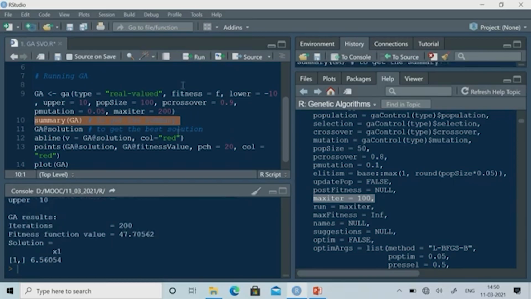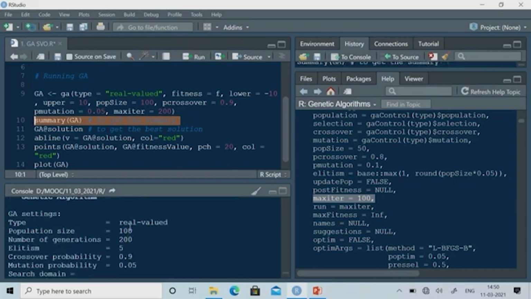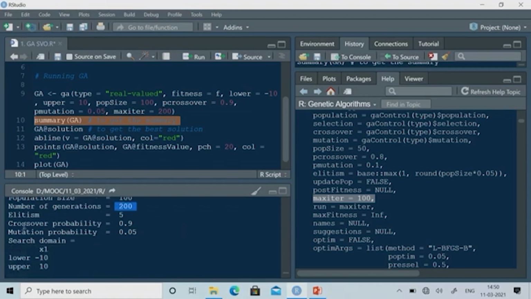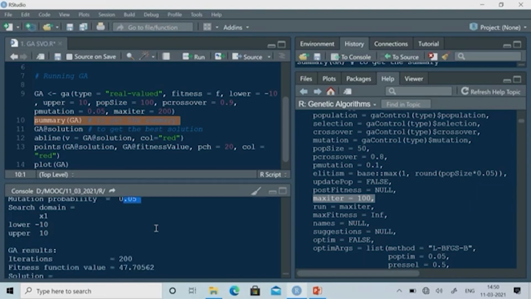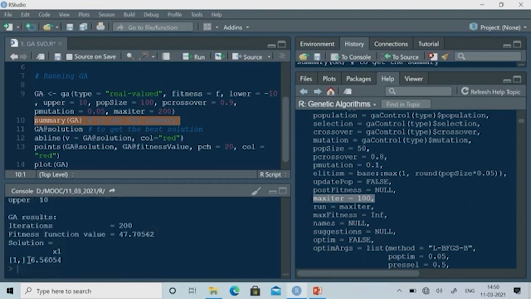Okay. You can see from the summary of GA, if I execute this one, again real valued I have used. Now population size is 100, then number of generations is 200, elitism is 5, the crossover probability is 0.9 and mutation probability is 0.05. Anyway, you got the solution. I think we are getting the same solution, that is 6.56054, and the optimal solution is 47.70562.